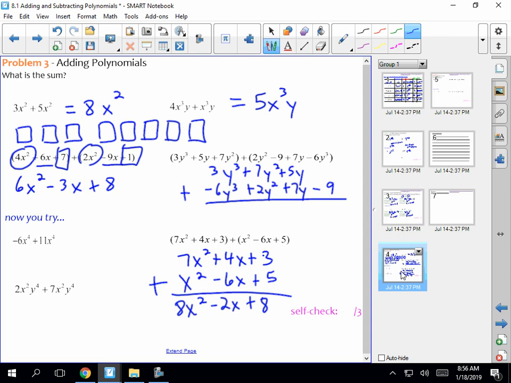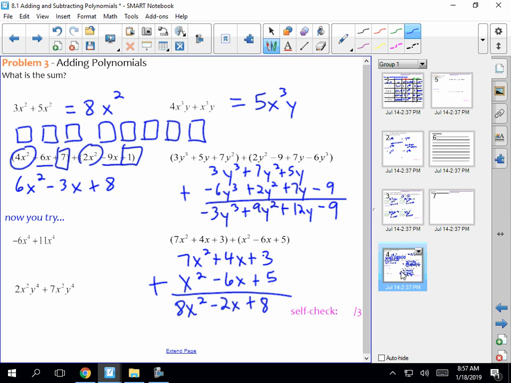Let's do 3 minus 6. 7 plus 2 is 9y squared. 5 plus 7 is 12y. Bring down the negative 9, and there you have it. So you can do it either horizontally or vertically, whatever works for you, where you like to do that.